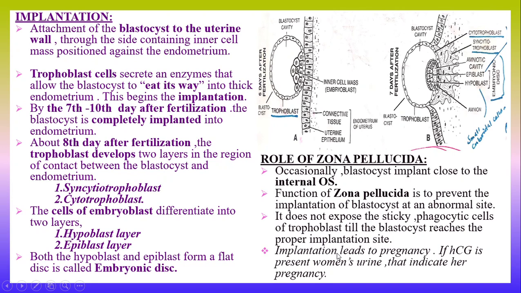Implantation suppose it takes place. எம்பிரியோ வந்து நல்லா பதிஞ்சிருச்சுன்னு வெச்சுக்கோ. If the implantation successfully takes place அப்படின்னா that is called as the pregnancy. If HCG, human chorionic gonadotrophin, is present in the woman's urine, that indicates the pregnancy. If the implantation ஆயிடுச்சுன்னு வெச்சுக்கோ, கரு பதிவு ஏற்பட்டுச்சு. If the implantation is complete அப்படின்னா that is the pregnancy.